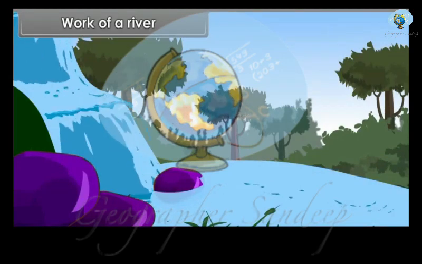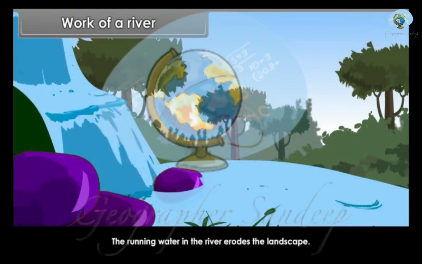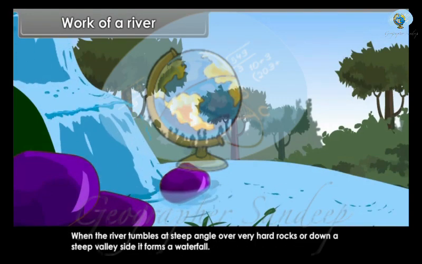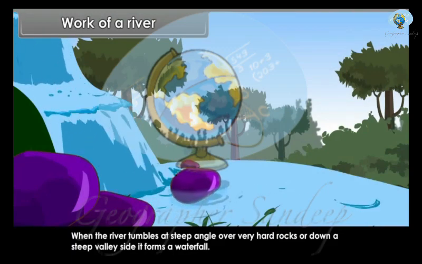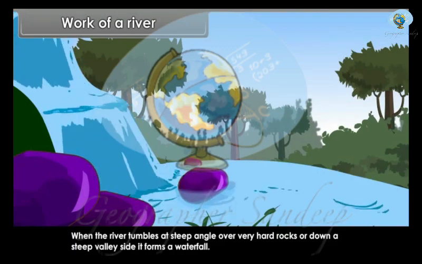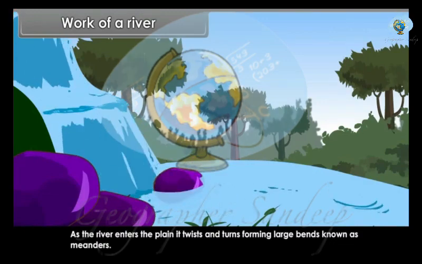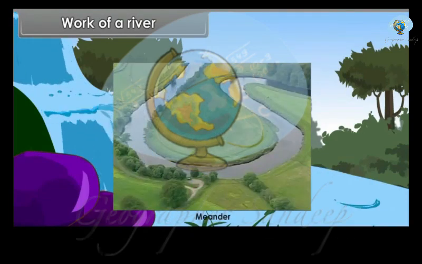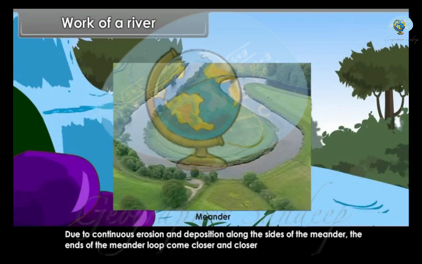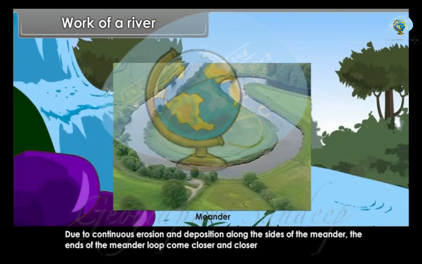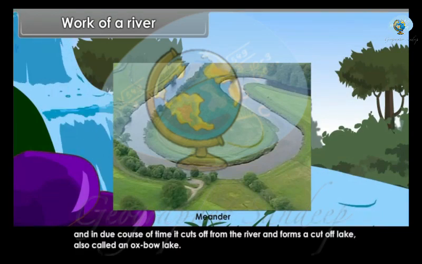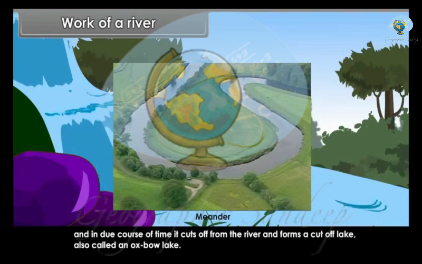Work of a river. The running water in the river erodes the landscape. When the river tumbles at steep angle over very hard rocks or down a steep valley side, it forms a waterfall. As the river enters the plain, it twists and turns, forming large bends known as meanders. Due to continuous erosion and deposition along the sides of the meander, the ends of the meander loop come closer and closer, and in due course of time, it cuts off from the river and forms a cut-off lake, also called an oxbow lake.